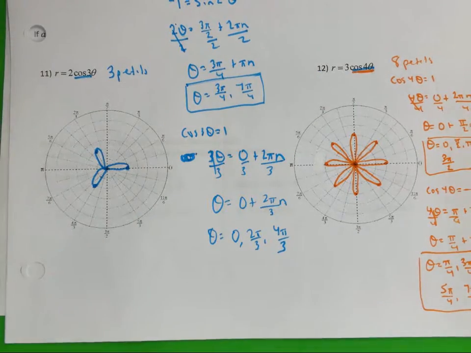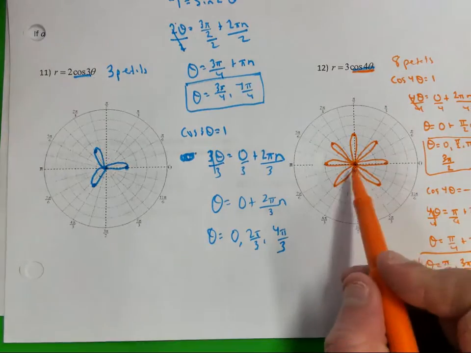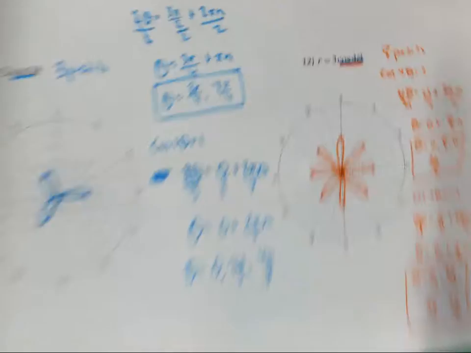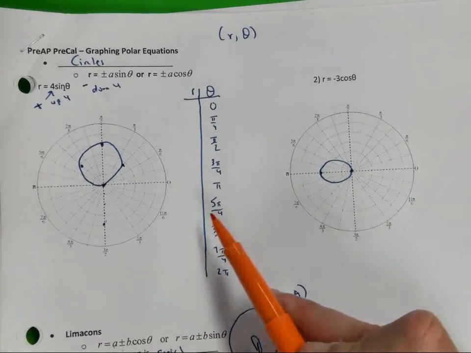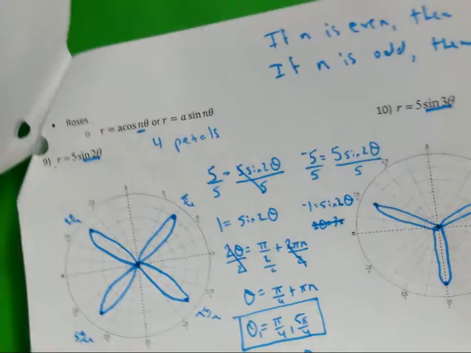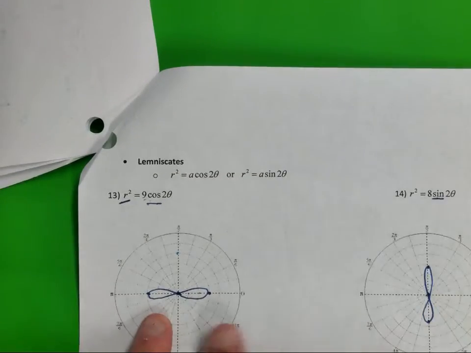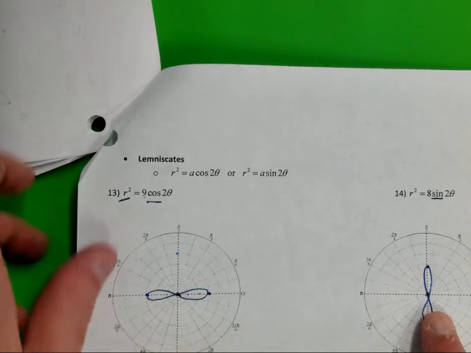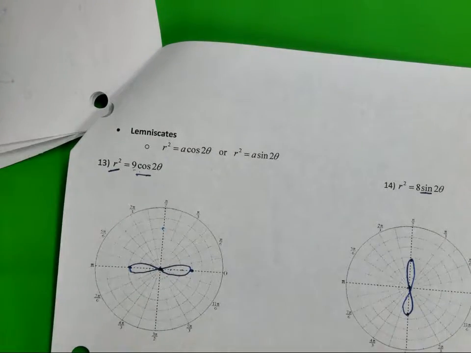Alright. Now, before we go on, remember, roses have a dot at the pole. Circles have a dot at the pole. Limaçons don't have to. But circles, roses, and the limaçons do, okay? Just know those 3 have a point at the pole. Are we good on that?